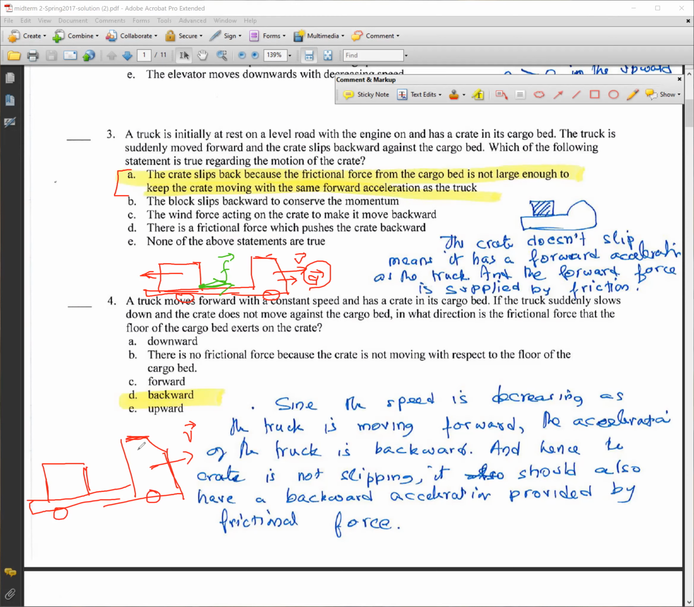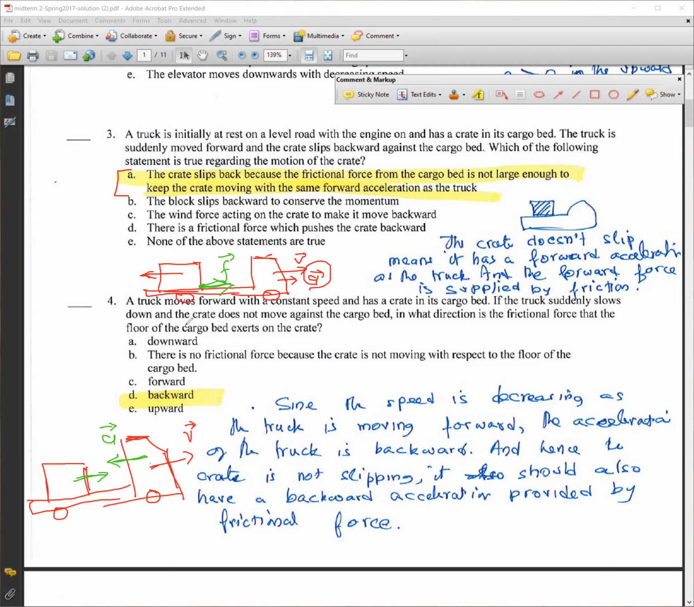Now, slows down means what? Slows down means I have acceleration that is pointing in the opposite direction. So the truck is slowing down. That means I have an acceleration that is pointing backwards. If that's the case, the crate will want to move forward. So if acceleration is backward, the truck wants to slow down, but the crate wants to carry on with the same velocity. So it wants to move forward.